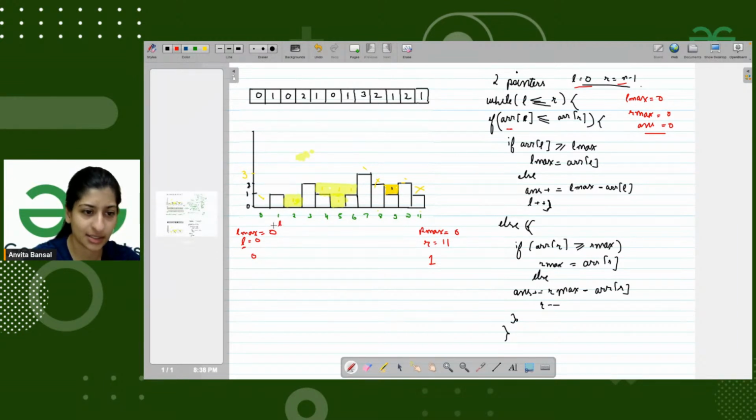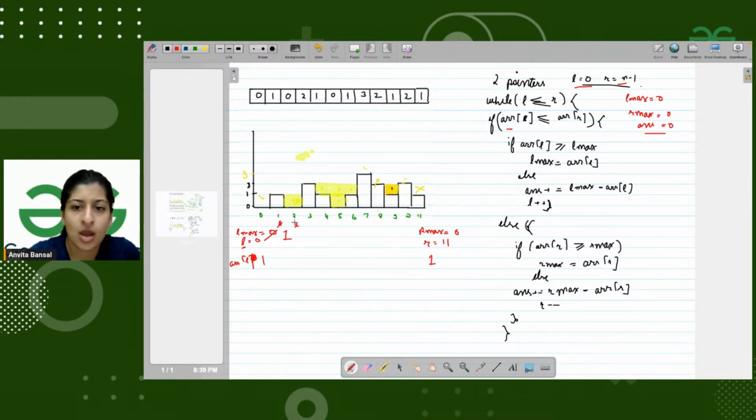Now my left is at this index. Okay. Check for the same case. ARR of L right now is 1, and ARR of right is still at this position, which is also 1. So in the case they are equal, again we go into this condition and check. Now ARR of left is 1. What was your L max? L max was 0. So ARR of L is greater than your L max. So L max will be updated with the current value, that will be 1, and then L plus plus. Now your L is at this position.